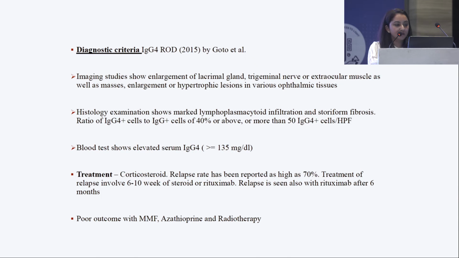So diagnostic criteria is based on the imaging studies which show enlargement of the lacrimal gland or the extraocular muscles, or there could be a mass effect or enlargement or hypertrophic lesions in the various ophthalmic tissues. Confirmation is by histopathological confirmation. Blood test is helpful in adding to the diagnosis, where we see an elevated serum IgG4 level.